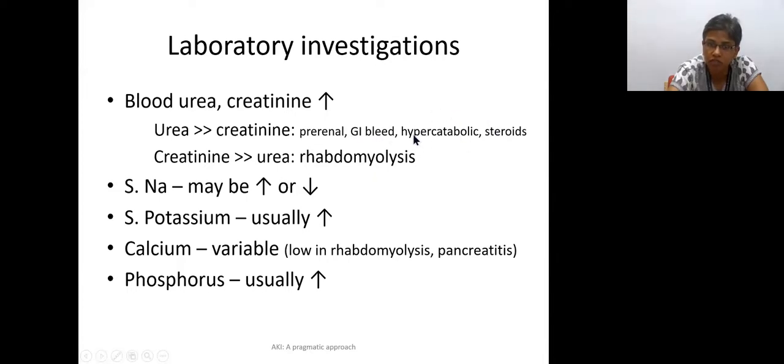Hypercatabolic patients, which you often see in malaria, or patients on steroids may also have a urea much higher than the creatinine. If the creatinine is much higher than urea, think of rhabdomyolysis, because creatinine would be released from muscles. Sodium may move up or down depending on the patient's volume status. Potassium is usually raised. Calcium again is variable, but with a low calcium, you should think of two important causes, rhabdomyolysis and pancreatitis.